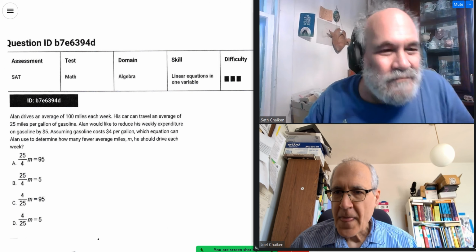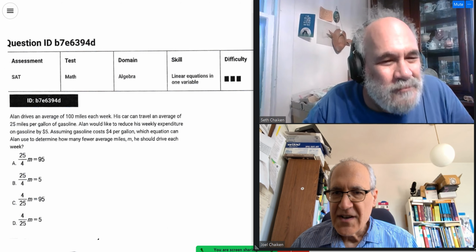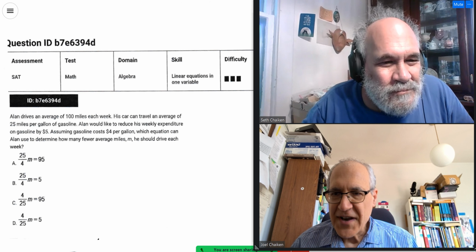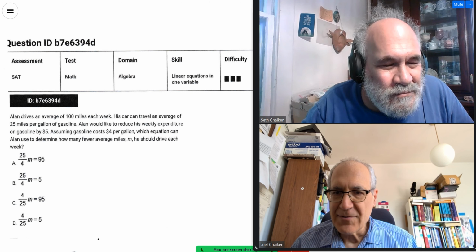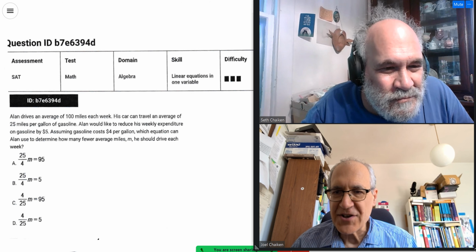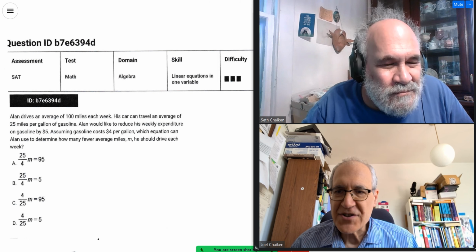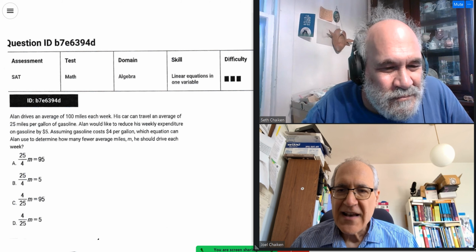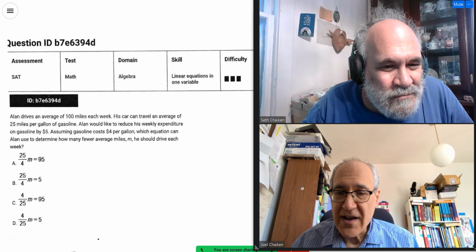Alan drives an average of 100 miles each week. His car can travel an average of 25 miles per gallon of gasoline. Alan would like to reduce his weekly expenditure on gasoline by $5. Assuming gasoline costs $4 a gallon, which equation can Alan use to determine how many fewer average miles M he should drive each week?